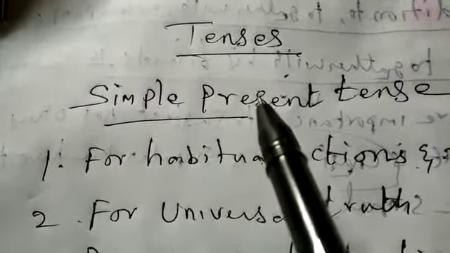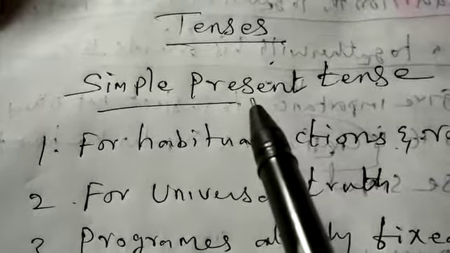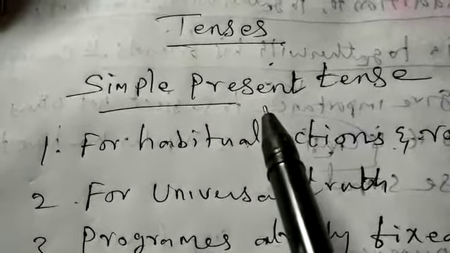This tense is divided into 12 groups: simple present tense, simple past, simple future, present continuous, past continuous, future continuous, present perfect, past perfect, future perfect, present perfect continuous, past perfect continuous, future perfect continuous. So, this tense is divided into 12 groups. Now, we go to see about simple present tense.